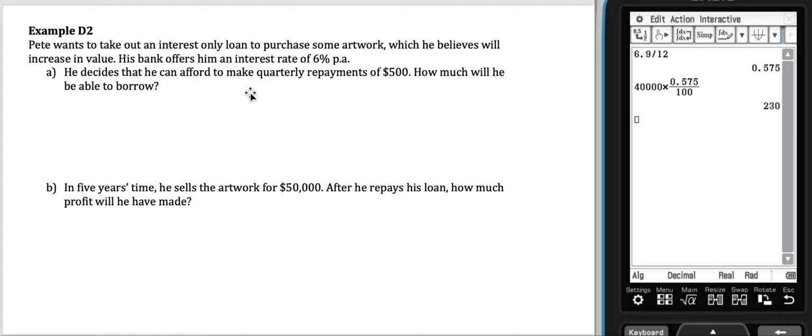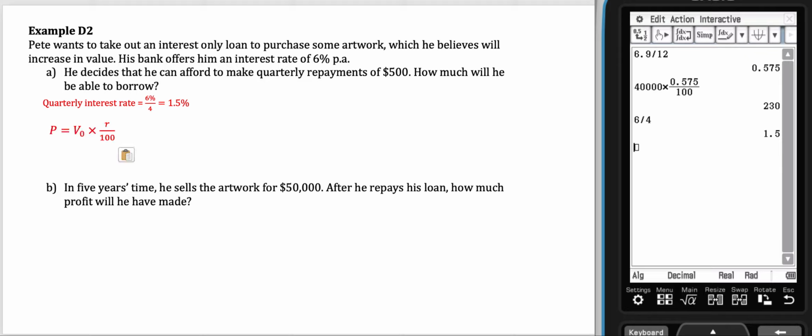This question's a little bit different because when you look carefully at the information that we have, we know the interest rate, but this time we actually know the value of the payment. What we're trying to work out is how much could he actually borrow to begin with. So we can still use the same idea of firstly dividing the interest rate by 4 because it's quarterly. So again, on the calculator, that'll give us 1.5% as our quarterly interest rate, 1.5% per quarter.